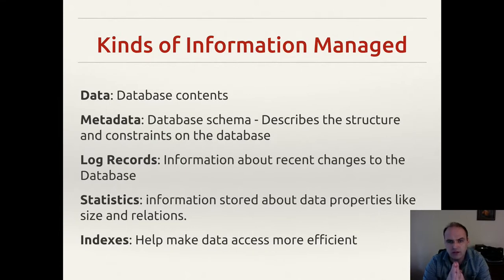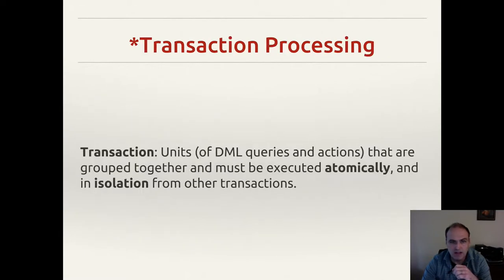The slide I skipped, that I'm coming back to now, is the types of data that we manage with the storage manager. So we have the database contents itself. We have metadata, which again is our schema itself. We have log records, which are logs. We're going to talk more about that in transactions in a moment, as far as what we can use our logs for. Statistics is information about the data properties, like its size and relations, and the indexes that we talked about before. Those are helping us keep everything fast and efficient.